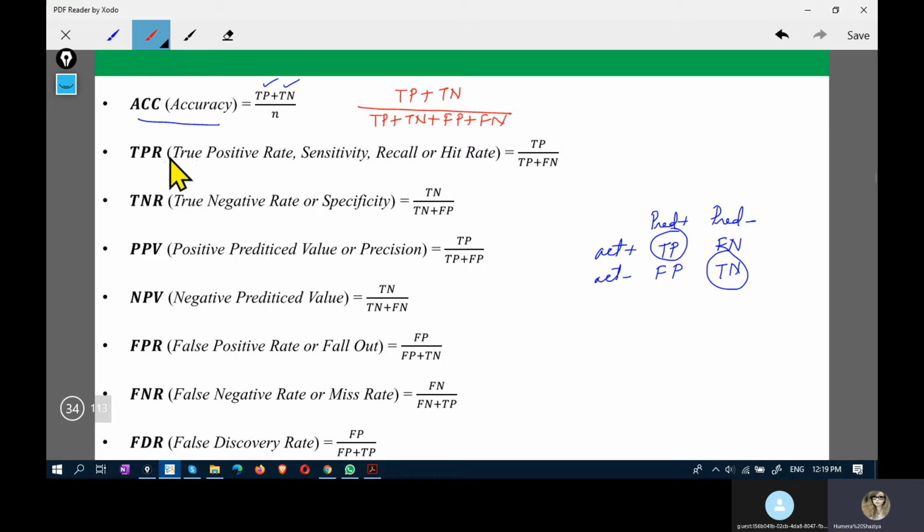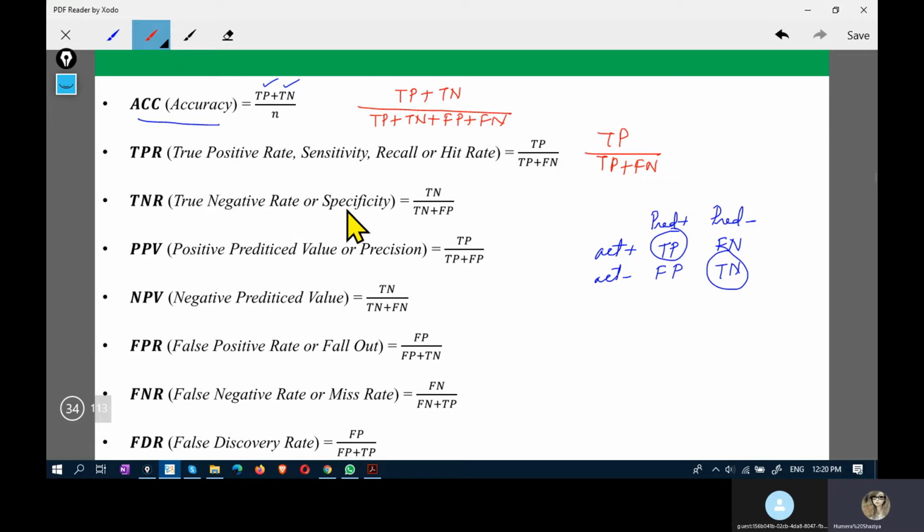What is true positive rate? True positive rate is also known as sensitivity, recall or hit rate. Learn, students. Please learn this. This true positive rate is known as sensitivity or recall. What is sensitivity or recall? True positive means this part: true positive by true positive plus false negative. This is known as sensitivity or recall.